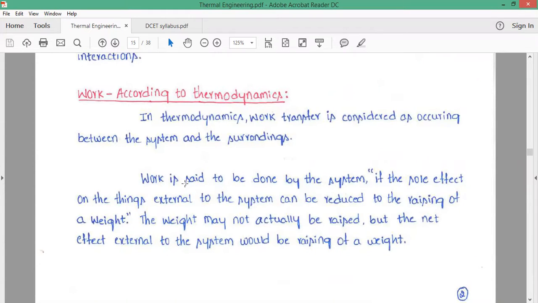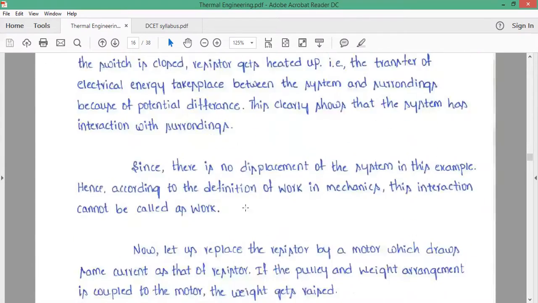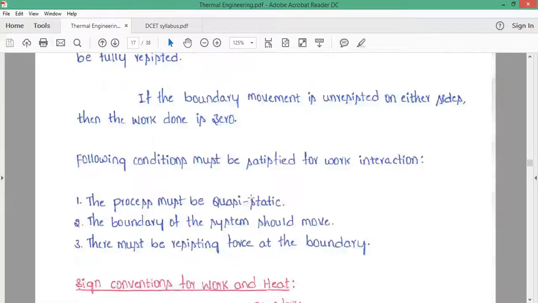That is, if the sole effect on the things external to the system can be reduced to the raising of a weight. I'll repeat: if the sole effect on the things external to the system can be reduced to the raising of the weight, then we can say work is done, or work interaction takes place between the system and the surroundings. Okay, different types of works.